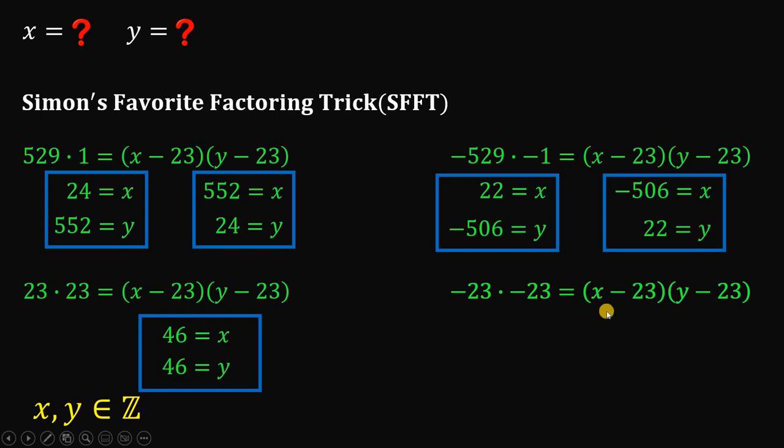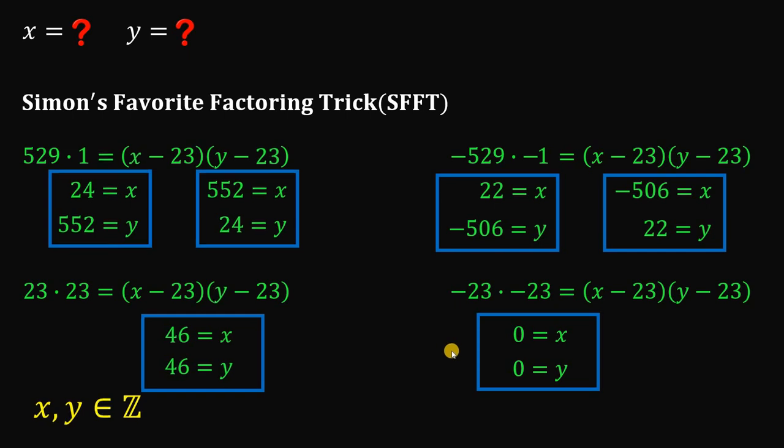And again, we found another pair of x and y. Now, how about the last case? x minus 23 must be equal to negative 23 and y minus 23 equals negative 23. If we solve for the values of x and y, we get that x must be equal to 0 and y must be equal to 0. So again, we found another pair of x and y.